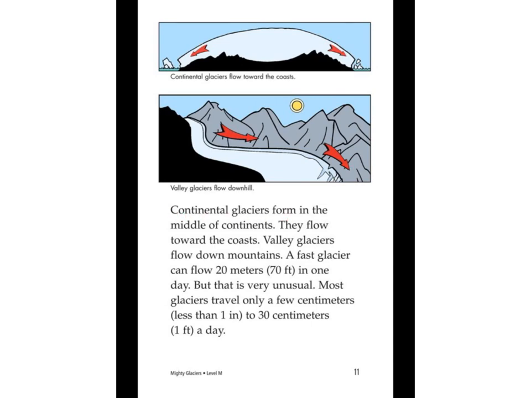Continental glaciers form in the middle of continents. They flow toward the coasts. Valley glaciers flow down mountains. A fast glacier can flow 20 meters or 20 feet in one day. But that is very unusual. Most glaciers travel only a few centimeters, less than 1 inch, to 30 centimeters or 1 foot in a day.